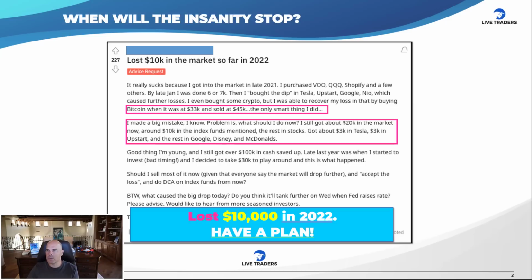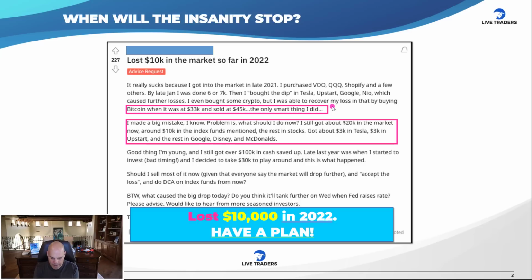So you have a person who says they're relatively younger in the market. Okay, I bought the dip on Tesla, Upstart, Google, Neo, which caused further losses. I even bought some crypto, but I was able to recover my loss. And then it says this, when I bought some Bitcoin when it was at 33,000, sold it at 40,000. The only smart thing I did. Why was that smart? Is it smart because you made money?